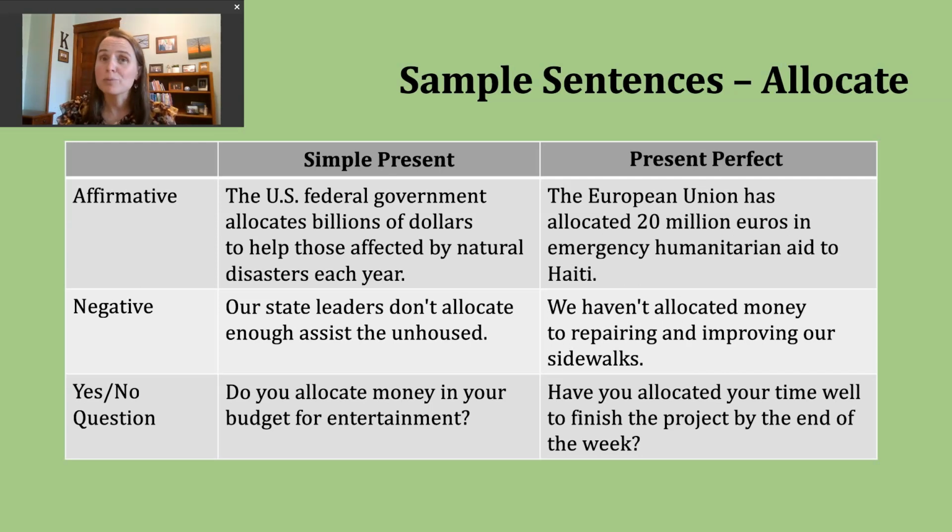Now, to make present perfect sentences, we must pay attention to our subjects. Okay? If our subject is I, you, we, or they, you'll use have and then our participle form of the verb. Okay?